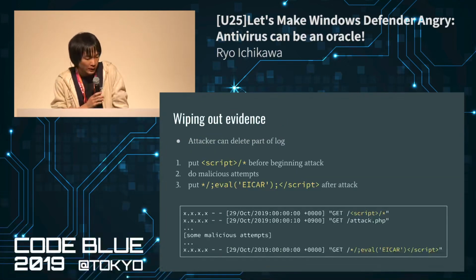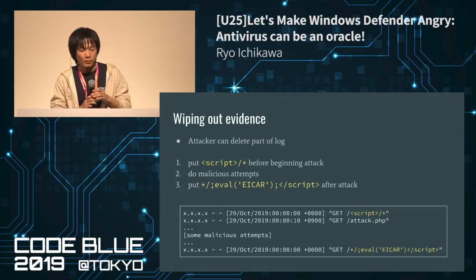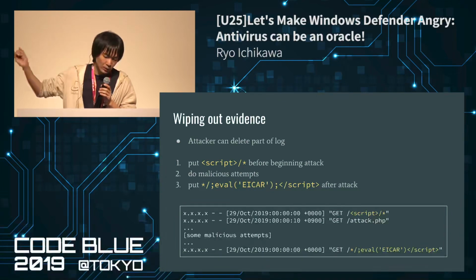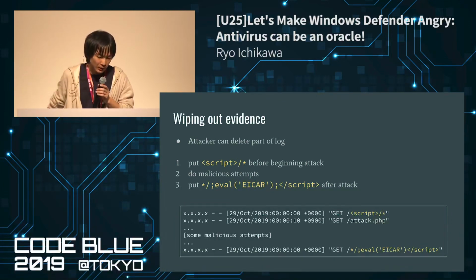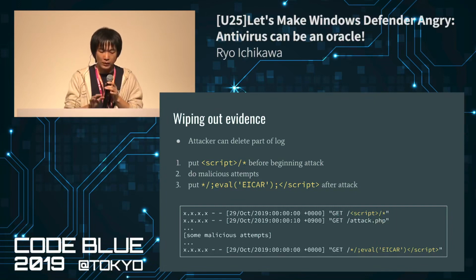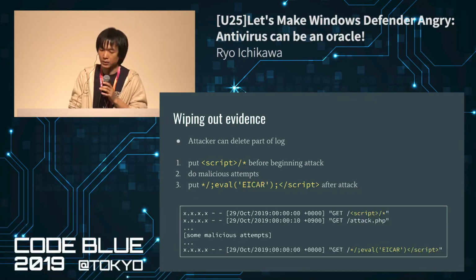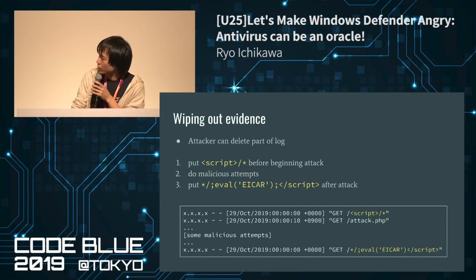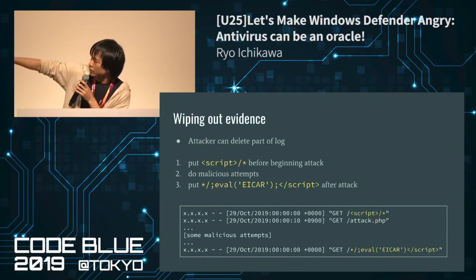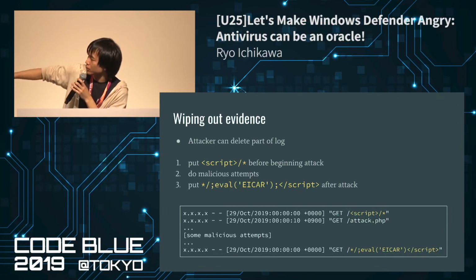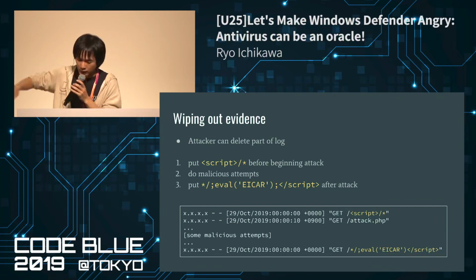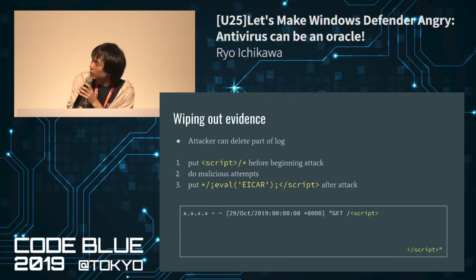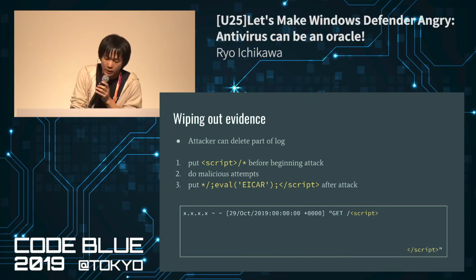One method is wiping out evidence. An attacker can delete part of a log by putting the first payload before beginning the attack, doing the malicious attempts, and finally putting the second, last part of the payloads after the attack. In this case, the log will be like this. You can see the yellow parts. Windows Defender will replace the content between script tags. It means the log file will be like this. Basically, the attacker's malicious attempts are completely deleted.